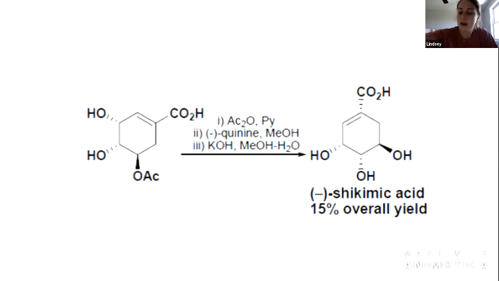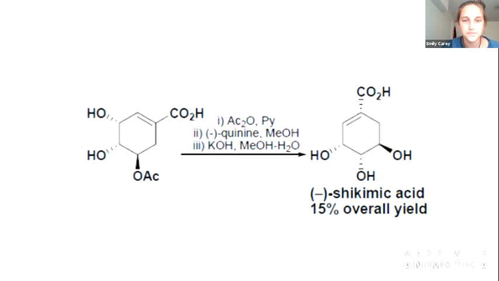And then the last step is just removing the esters with base. And then it leads to shikimic acid, which has a 15% overall yield, which is actually pretty good considering it's an overall yield from start to finish. Yeah.